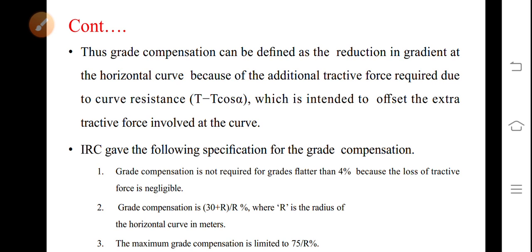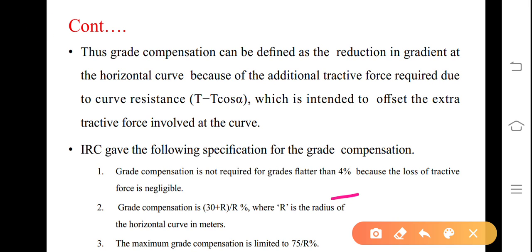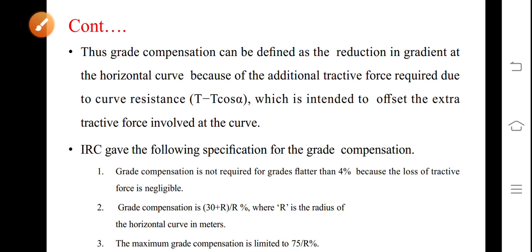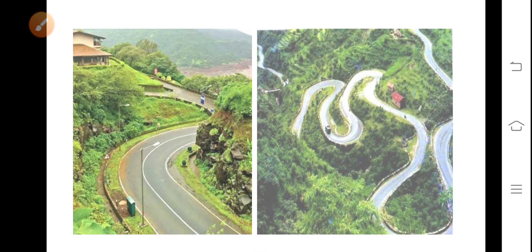What do you mean by these 2 points? You calculate first from this formula, and also you have to necessarily calculate using this formula, 75 by R. If the calculated one is greater than this, then you limit to this value. If this is less than this, then take this value. That's all the meaning of these 2 points suggested by IRC, Indian Roads Congress.